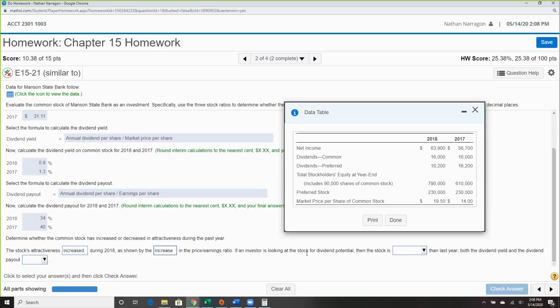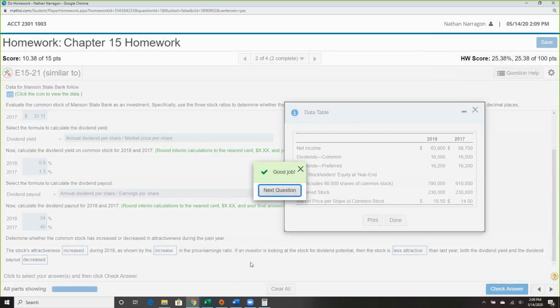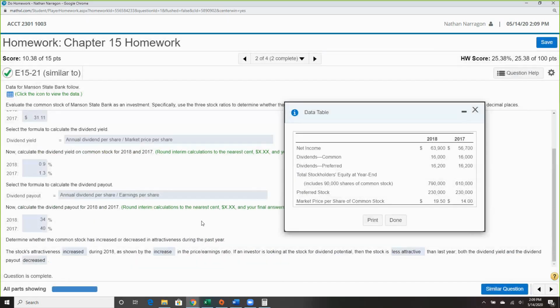If an investor is looking for stock dividend potential, the stock is less attractive for me, looking at how it's lowered in each of the dividends as they both have decreased. Okay? So again, the last little part is just looking at your numbers and seeing what happened. And that's it for question number 2.